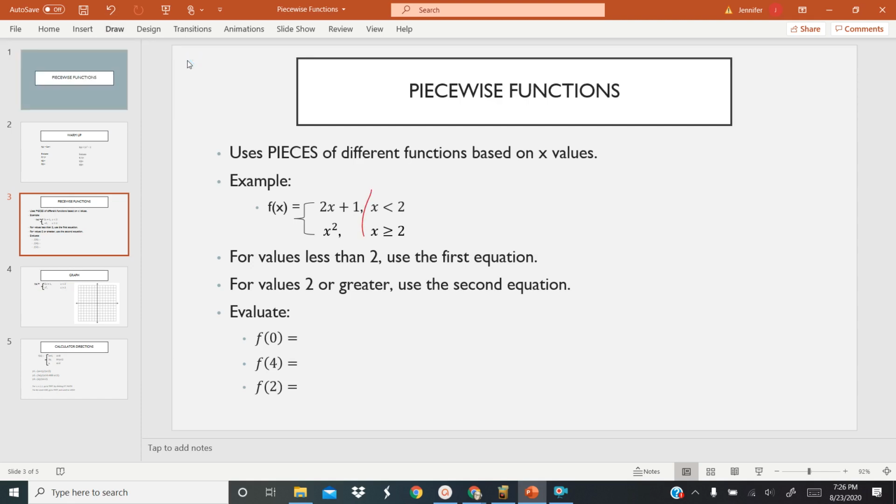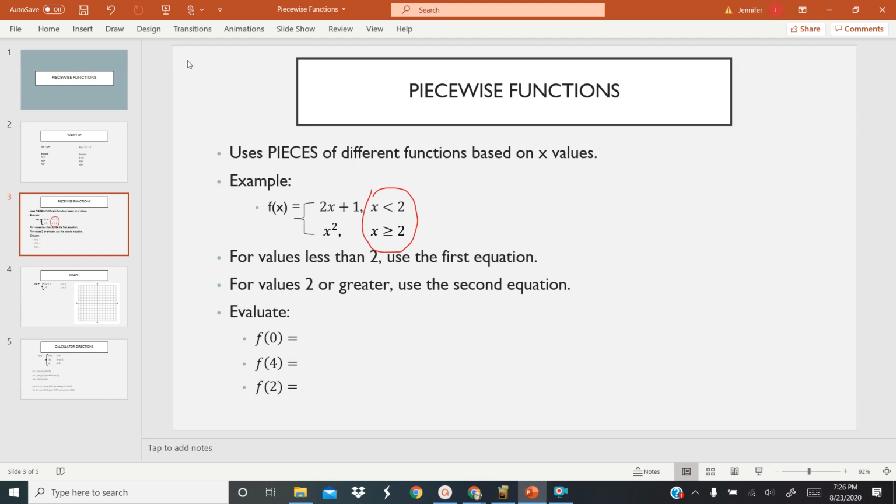So this right here shows the intervals. For the interval x is less than 2, use the first equation. And when x is greater than or equal to 2, you use the second equation. There are a couple of different things we're going to do with piecewise functions, but the first thing is to evaluate some.